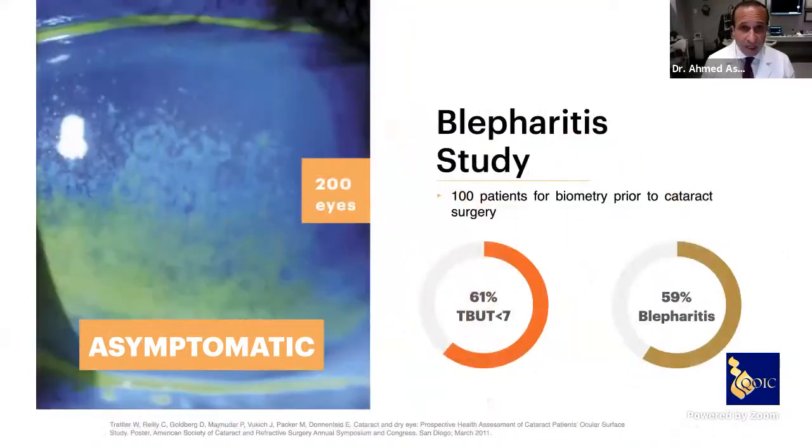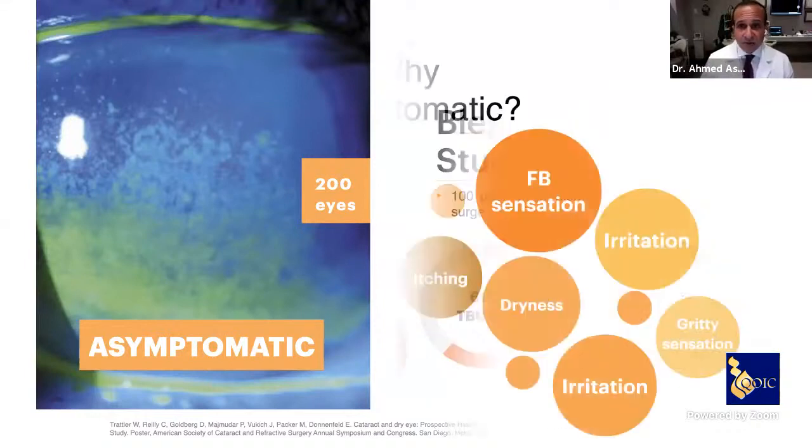And this was confirmed by another blepharitis study, which showed that around 59% of these patients had blepharitis of any kind, mainly posterior blepharitis, and 61% of these patients had breakup time less than 7 seconds. And again, those patients were asymptomatic. 100 patients, 200 eyes were included in this study, and none of these patients were complaining of dry eye.